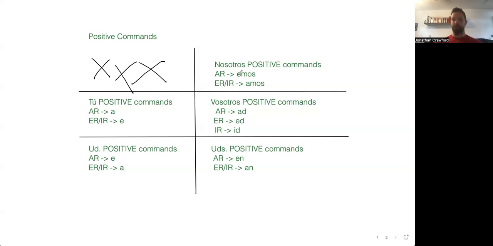Now, if it's a nosotros form, if I say let's talk, I would say hablemos. It has to be an E. If it's an AR verb, it goes to an E, emos. If it's an ER or an IR verb, it goes to an A, amos. And you'll see that in the ustedes form as well. The letter switches. I'm going to get back to vosotros afterwards. But ustedes, hablar, hablen, speak, háblenme, speak to me, ustedes.